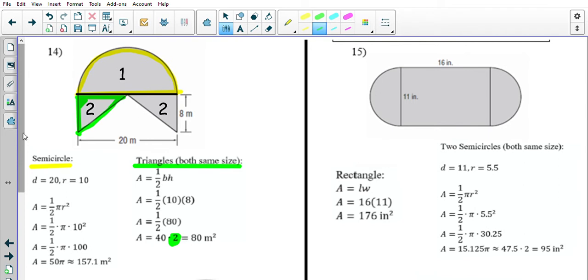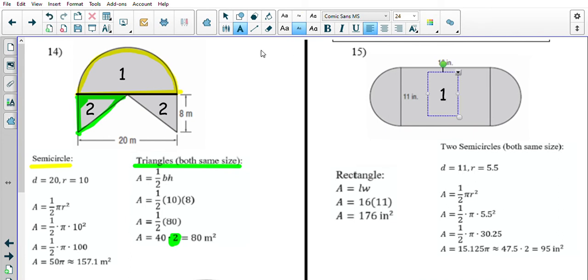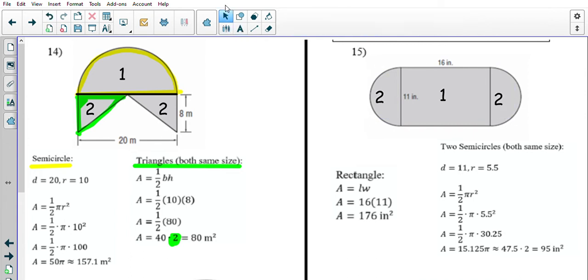All right, question number 15 looks a lot like a track where we have a rectangle in the center. So I'm going to call that region 1. And then we have two semicircles which can form a whole circle since they happen to both be the same size. So you could either do a half circle times 2, or you could put them together to form a full circle. And we'll mention that when we show the work.